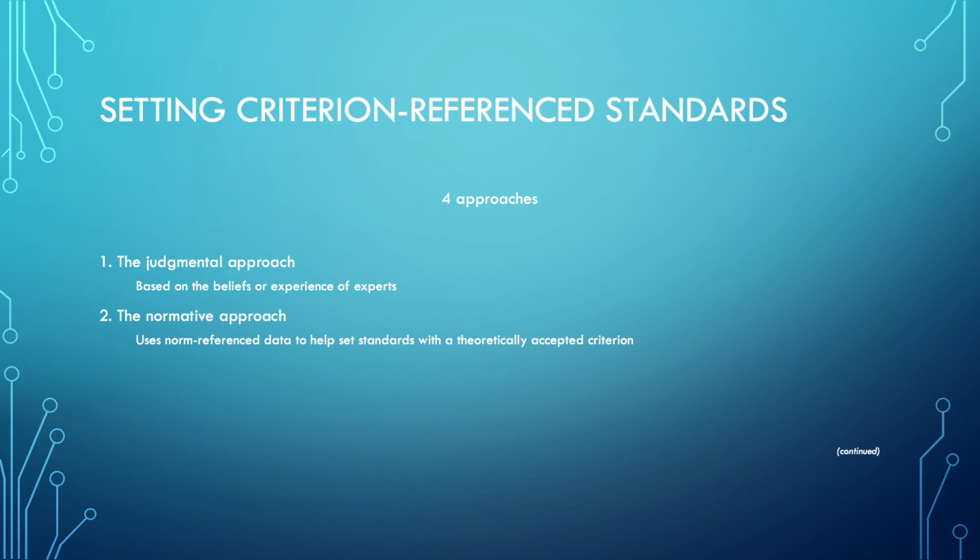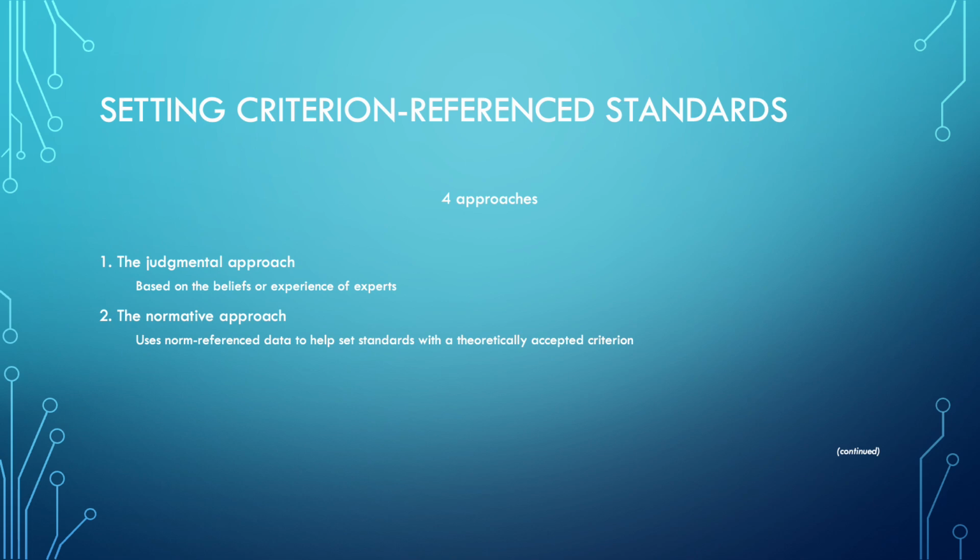The second approach is the normative approach. This uses norm reference data to help set standards with a theoretically accepted criterion. For example, you can use the expert opinion. So a cutoff score during a functional movement screen assessment, there's a cutoff score that determines increased injury risk.